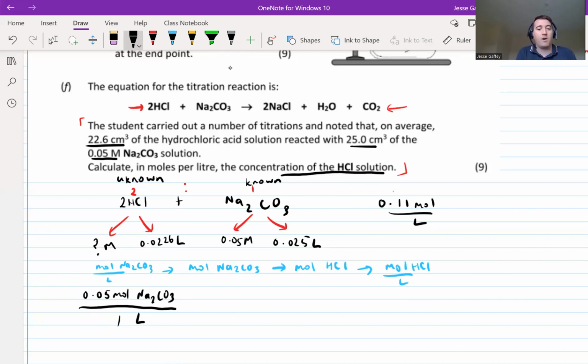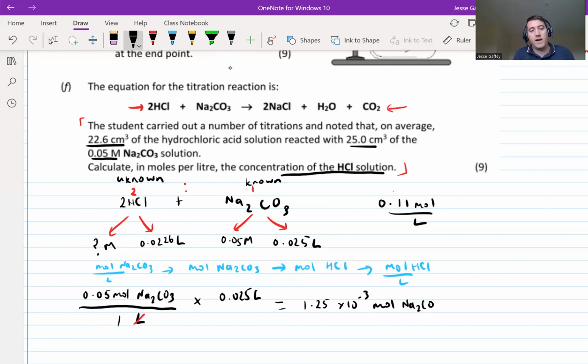All right, so I've got 0.05 moles of Na2CO3 per liter. I want my liters to cancel, which means I need to multiply by some number of liters here. What is that number of liters? The number of liters I used in each titration. So 0.025. Getting out my calculator, I'm going to do this now. So I've got 0.05 times 0.025, and that gives me 1.25 times 10 to the minus 3. 1.25 times 10 to the minus 3, and that's moles of Na2CO3.